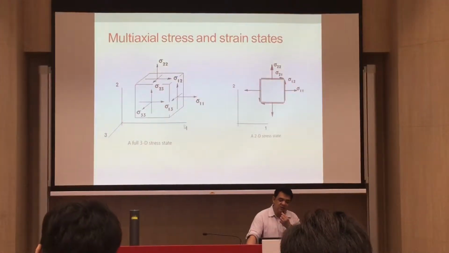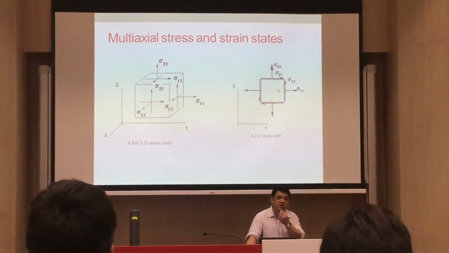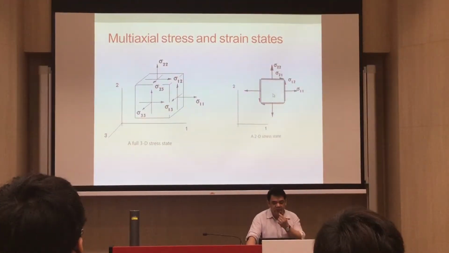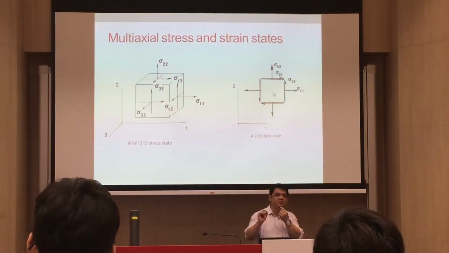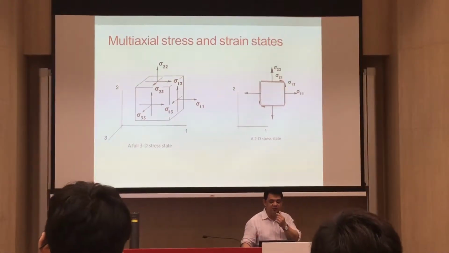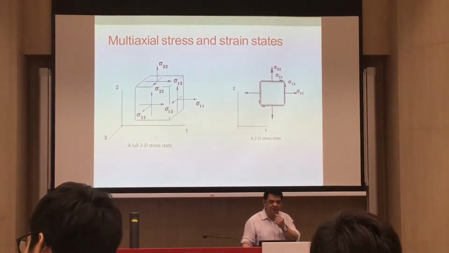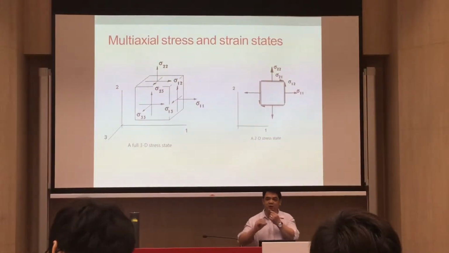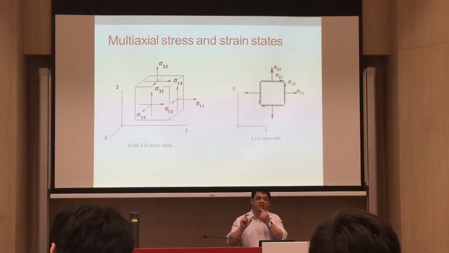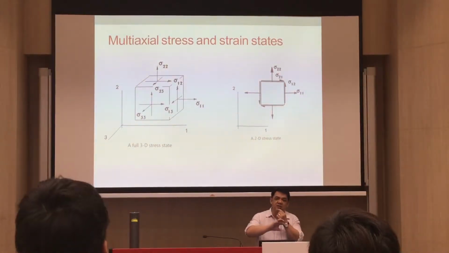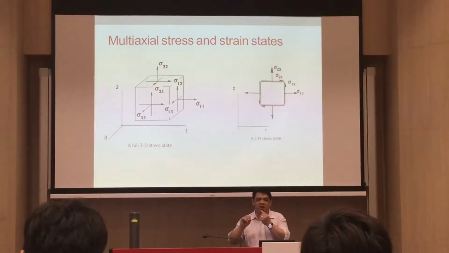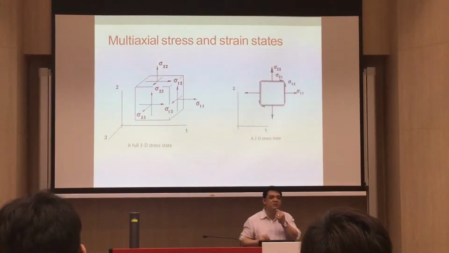As you can see here, it's also possible to analyze this in a 2D state of stress. We will be able to simplify this, but we have to have some assumptions before you can transform or simplify this analysis to a 2D state of stress, which we will be discussing later. So what are these assumptions to simplify a 3D state of stress to a 2D state of stress? We have 2 assumptions, and we will discuss that later.